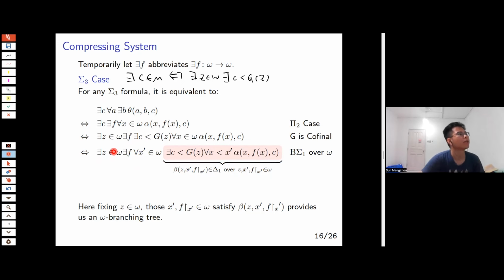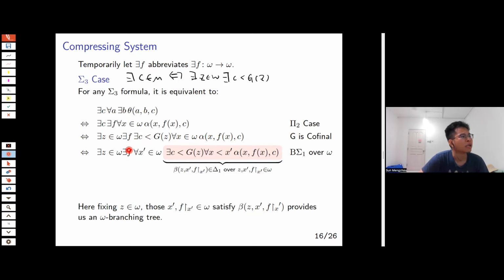So let's look at the meaning of these two expressions, the third one and the last one. The third one is basically the same thing as the first one. It just says that up to some upper bound z, there is a C such that C is the correct parameter for any x in omega for this coded function f.